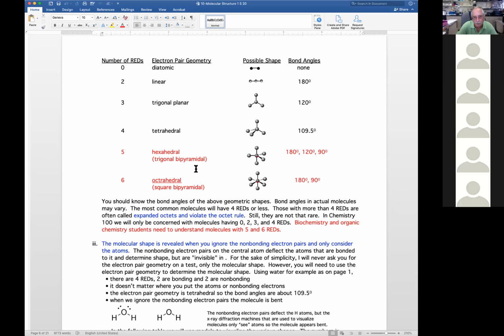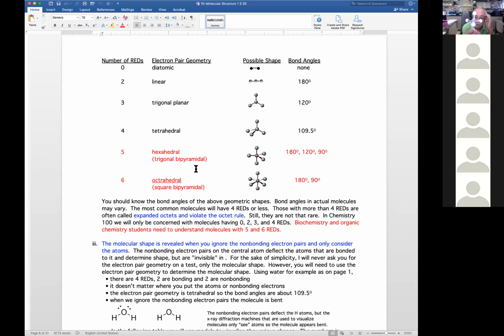So let's analyze the names a little bit. Hexahedral. What does that mean? Hexa means 6. So there's 6 sides to this. So here's 1, 2, 3. And then on the top I have 4, 5, and 6. So it gives you a 6-sided shape.